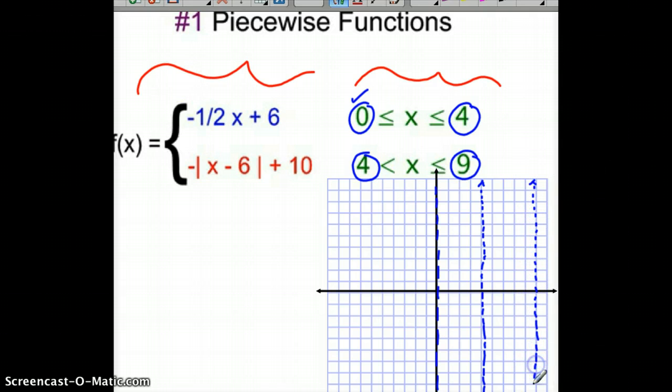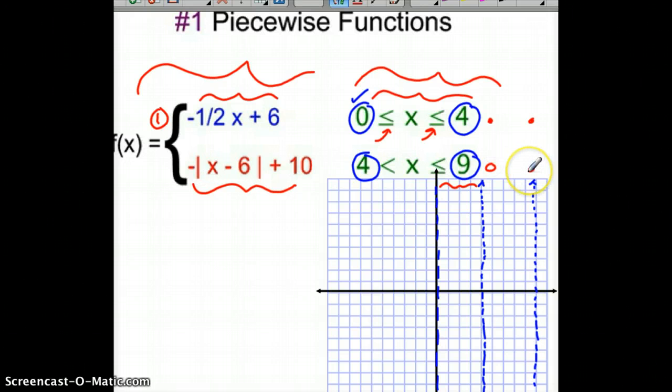I've got a boundary. And this first piece right here is going to be in this portion of the graph. So this first function is going to live right here between these two fences. Because of this equality, I actually get to be on both fences because it says greater than or equal to 0 and less than or equal to 4. This function right here is going to live between the 4 and the 9. It can't be on the 4 fence, but it can be on the 9 fence. So I would structure it like that.